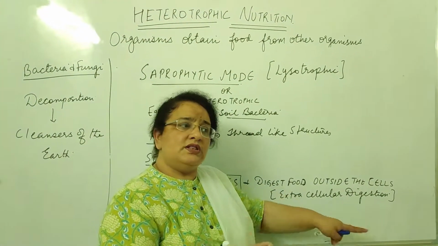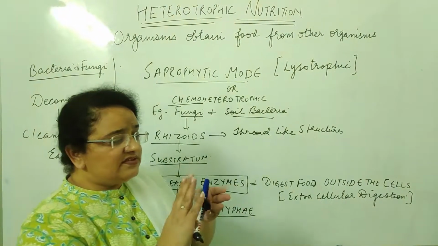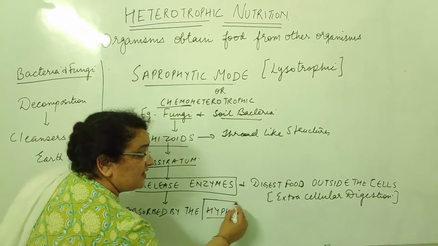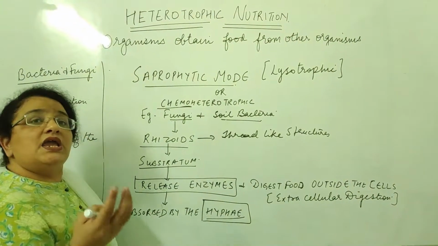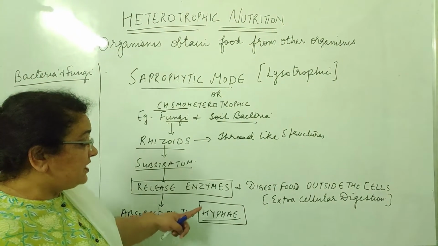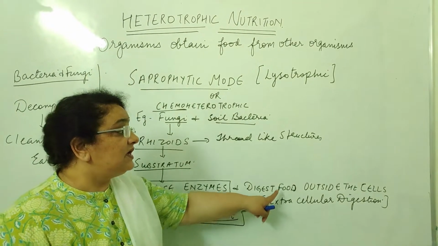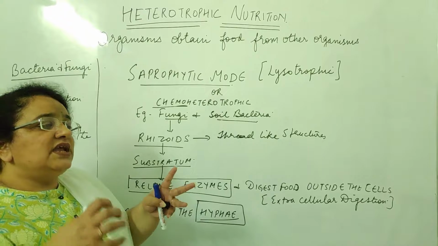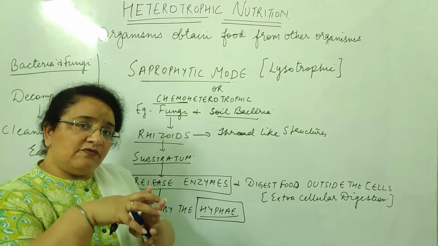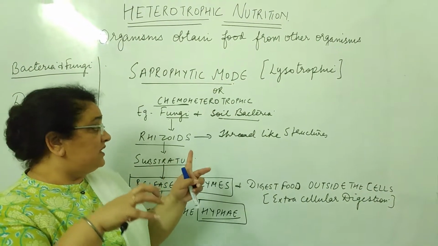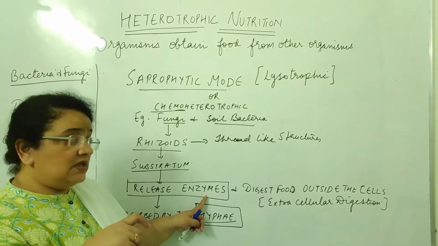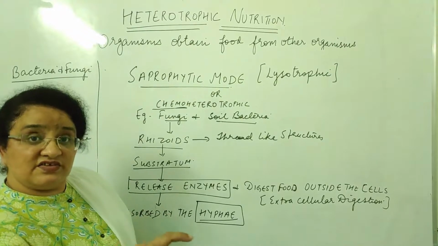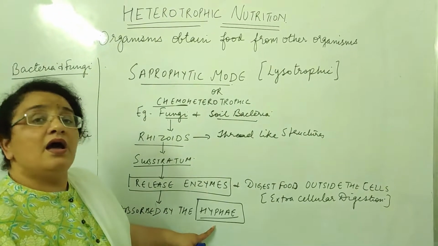So outside the body, the food is digested into a simple and absorbable form, and then with the help of hyphae, which are other thread-like structures, the digested food is absorbed. So how do fungi obtain food? With the help of these rhizoids, they release the enzymes. Extracellular digestion takes place, and the completely digested food is absorbed by the hyphae.